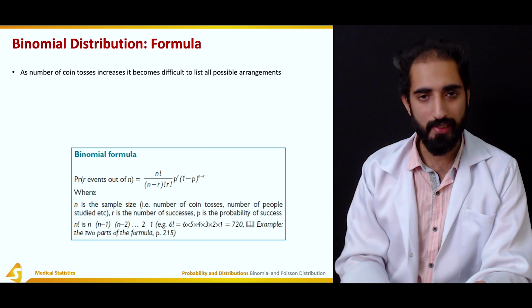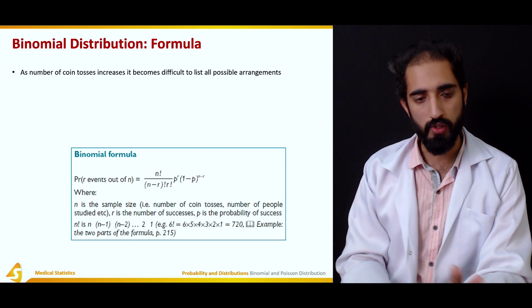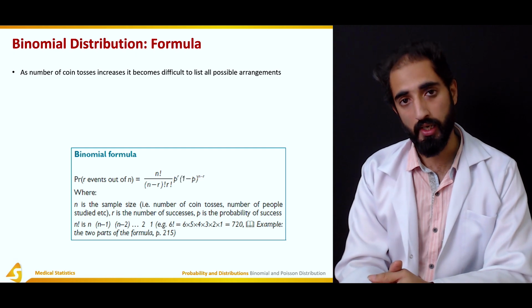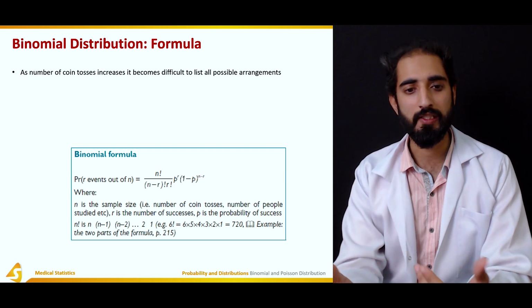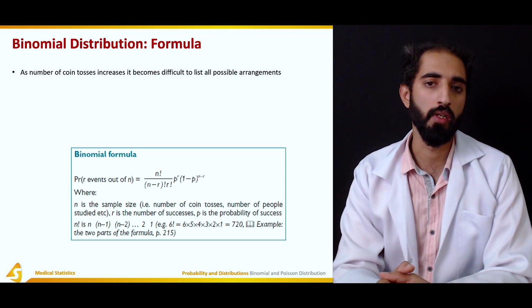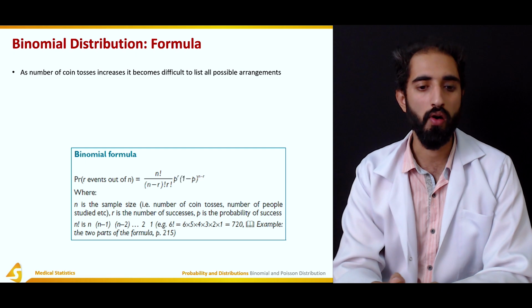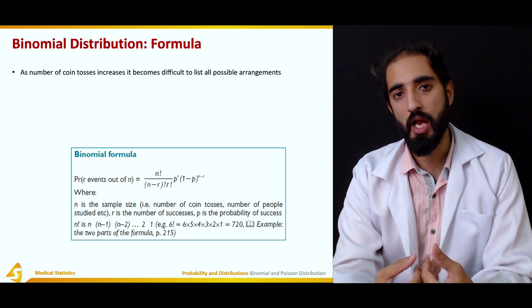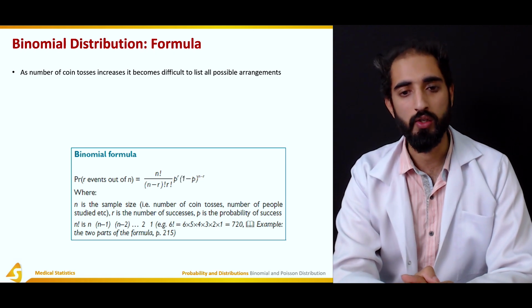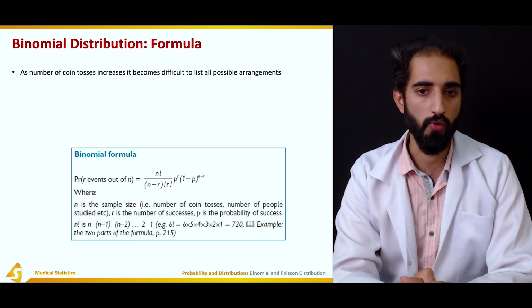It's a distribution for discrete variables, as we talked about with the coin tossing examples in the previous lecture. As the number of coin tosses increases, it becomes difficult to list all possible arrangements. So we move on to a different type of analysis to calculate the probability, and for that we can use the formula for a binomial distribution.